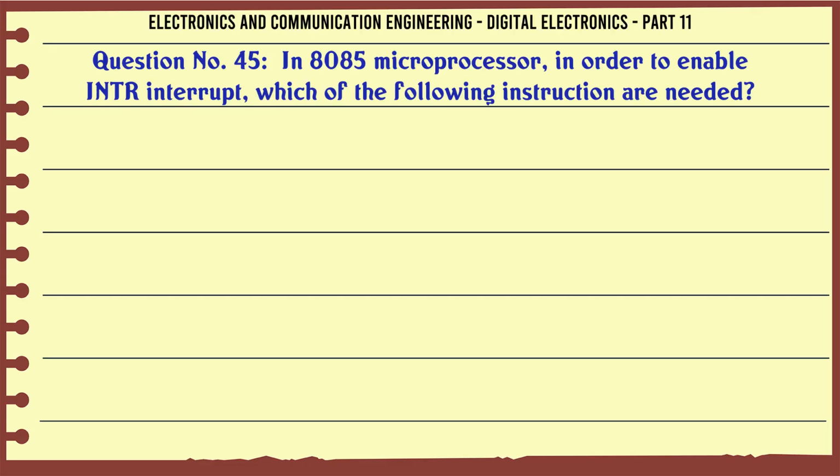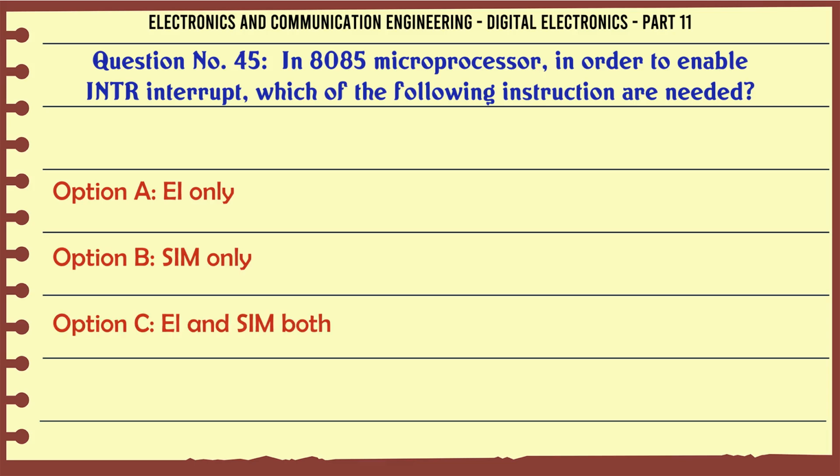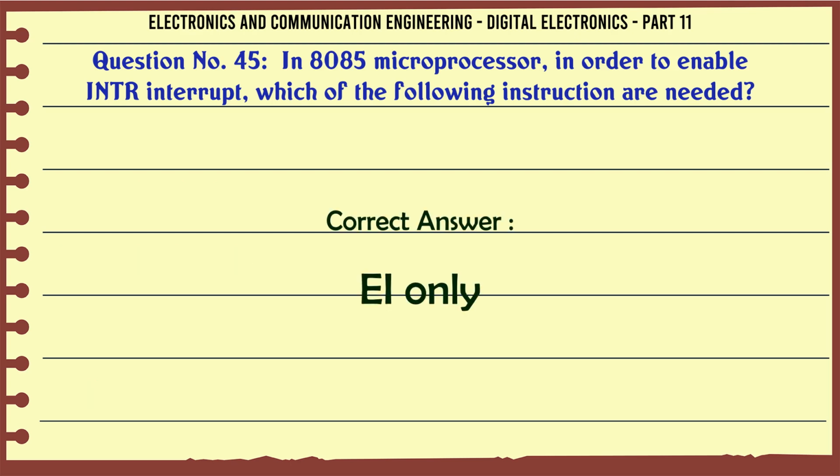In 8085 microprocessor, in order to enable INTR interrupt, which of the following instructions are needed? A. EI only, B. SIM only, C. EI and SIM both, D. None. The correct answer is EI only.